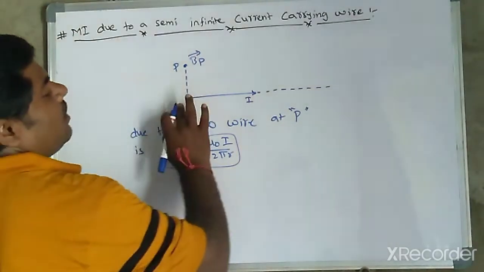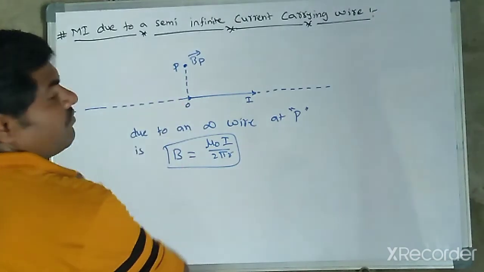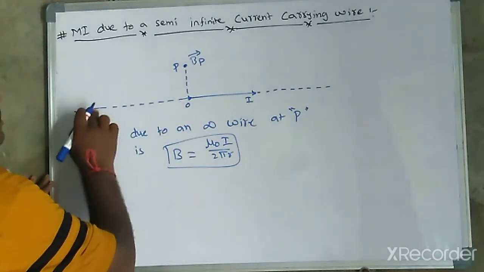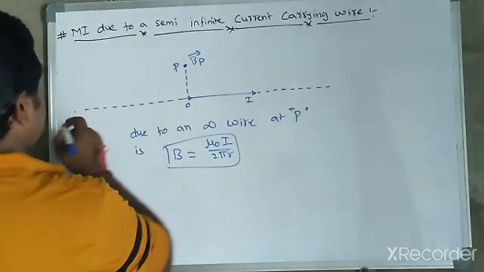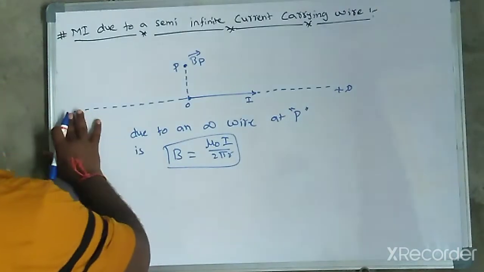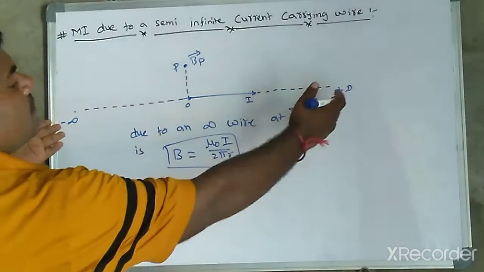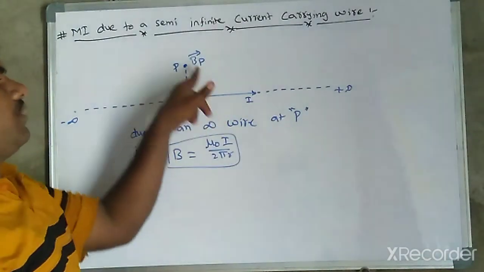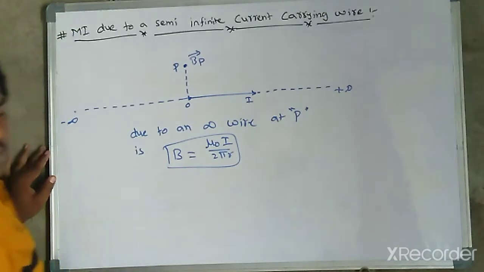Now this one is a semi-infinite wire, but you may extend it like this. On the left side also you may extend this wire. This total wire goes from minus infinity to plus infinity. So here, the minus to plus infinity wire gives this magnetic field at point P. Already we know this B value.